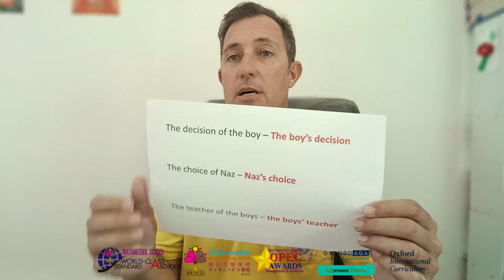Now the other use for the apostrophe that we get is for possession. So what do we mean when we're talking about possession? It's when we are trying to show that it belongs to a boy or a girl or a group of boys or a group of girls. Okay, so let's have a look at these examples.